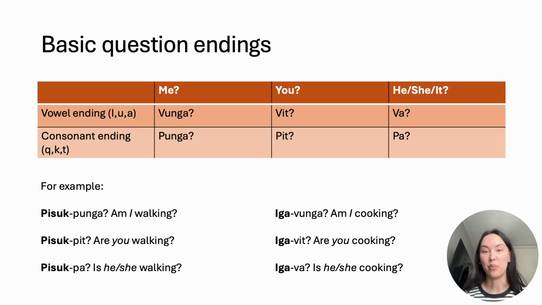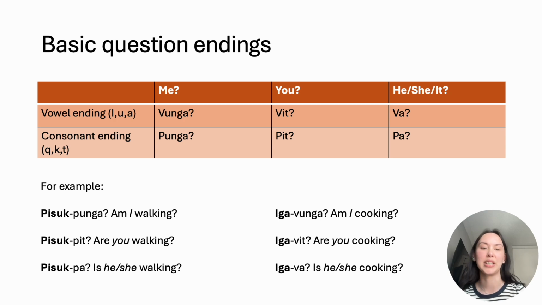So when I'm asking you a question and we have a root word like iga, which means to cook, I would use the ending vit. So because iga ends in an A, we're using vit. So iga vit, are you cooking? Another example could be nere, so to eat, nere vit, are you eating?